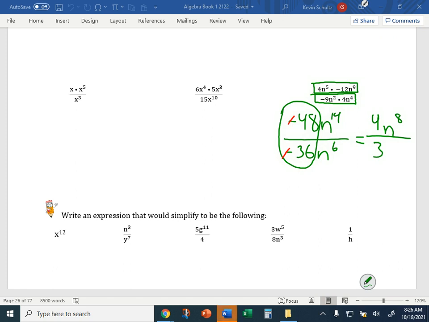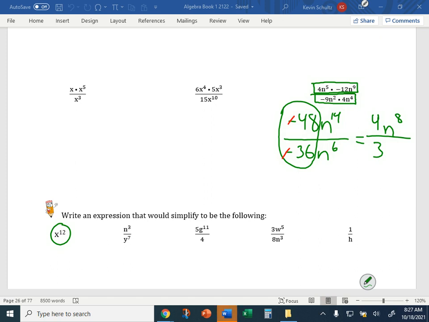So the last row here, it's kind of like Jeopardy, where I give you the answer and you give me the question, so to speak. So it says, write an expression that would simplify to be the following. So if I give you x to the 12th, that's what I want the answer to be. Give me an expression that would simplify to get us there. Aiden. Can I answer the bottom one that you asked the question for just now?